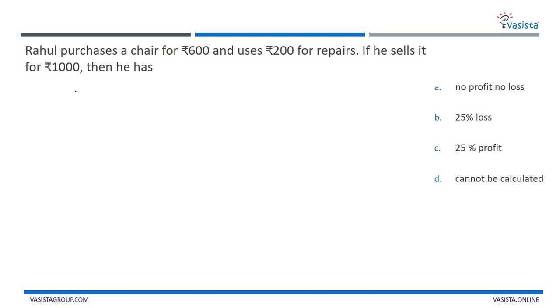The cost price of the chair is equal to the purchase price, that is 600 rupees, plus repair charges, that is 200, which is going to be 800 rupees. Right. Selling price is equal to what? It is 1000 rupees they have given. Now, by observing this, selling price is more than cost price. So that's what we are going to get, the profit, right?